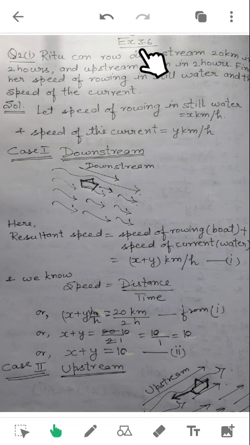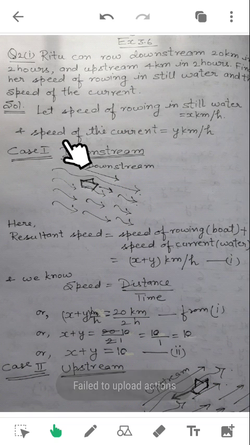Now we are coming to exercise 3.6, question number 2, its first part. Ritu can row downstream 20 km in 2 hours and upstream 4 km in 2 hours. Find the speed of rowing in still water and the speed of the current. We assume the speed of rowing in still water is x km per hour, and we have assumed the speed of the current as y km per hour.